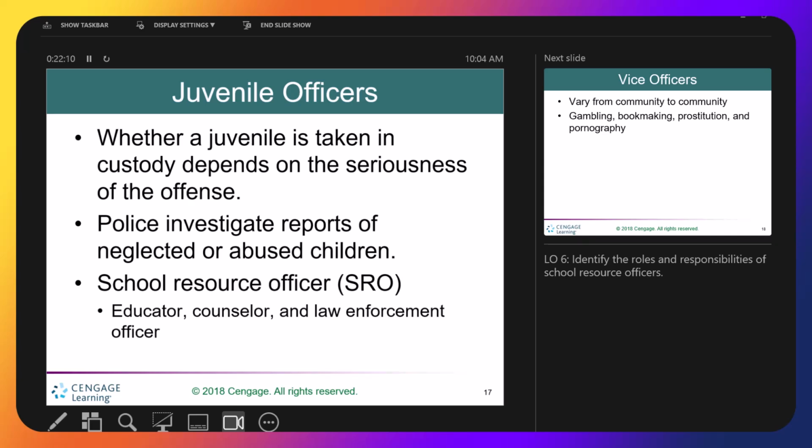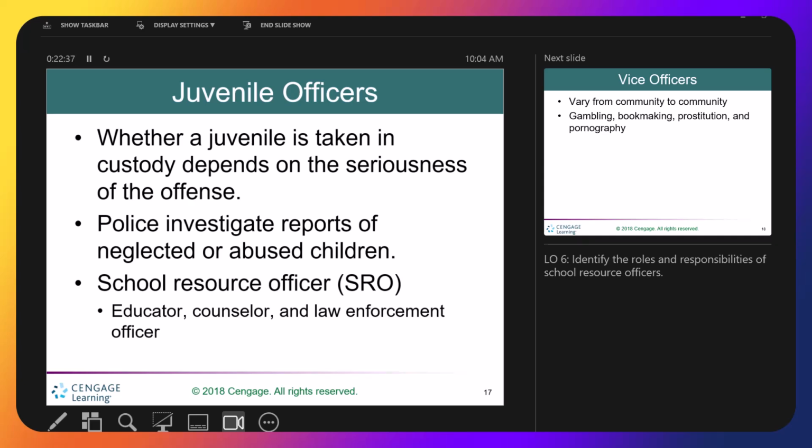And you have officers who would investigate juvenile crime. When you look at juvenile crime, whether a juvenile is taken into custody depends on the seriousness of the offense. Police investigate reports of neglected or abused children, and school resource officers. Juvenile officers investigate crimes associated with people who are considered juveniles, and each state has a definition of what they consider to be juvenile. A lot of times it's under age 18.